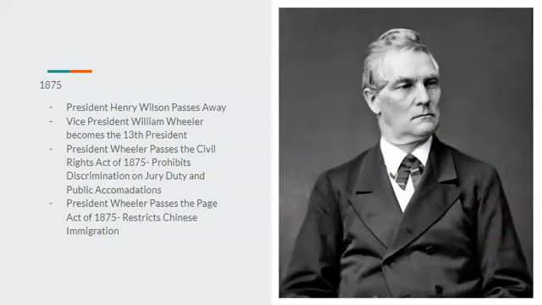In 1875, President Wilson would pass away, and Vice President William Wheeler would replace him to become the 13th president. And Wheeler, first thing he does, would pass the Civil Rights Act of 1875, which prohibits discrimination when it comes to jury duty and public accommodations to minorities. And President Wheeler would pass the Page Act of 1873, which restricts Chinese immigration.